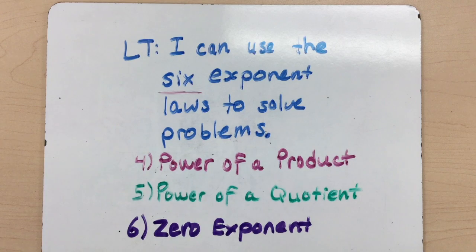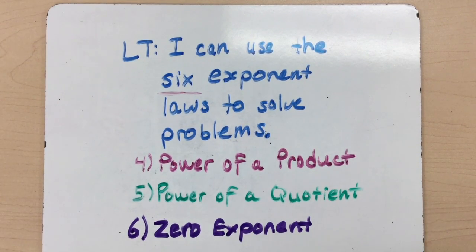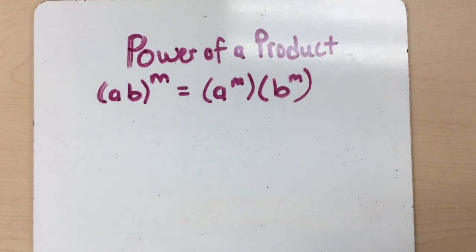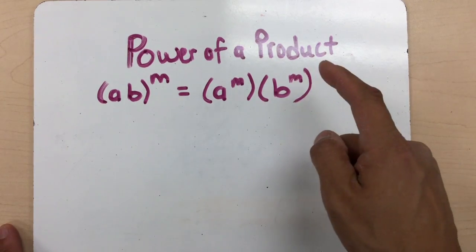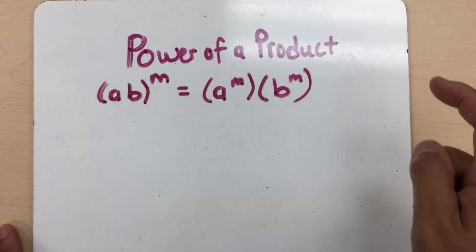All right, so just like we did last video, I'm going to go through several different examples of each of these laws and how you're going to encounter them this year. So the first one up is the power of a product law. So not to be confused with product of powers or power of a power. This time we have something different. We have the power of a product.